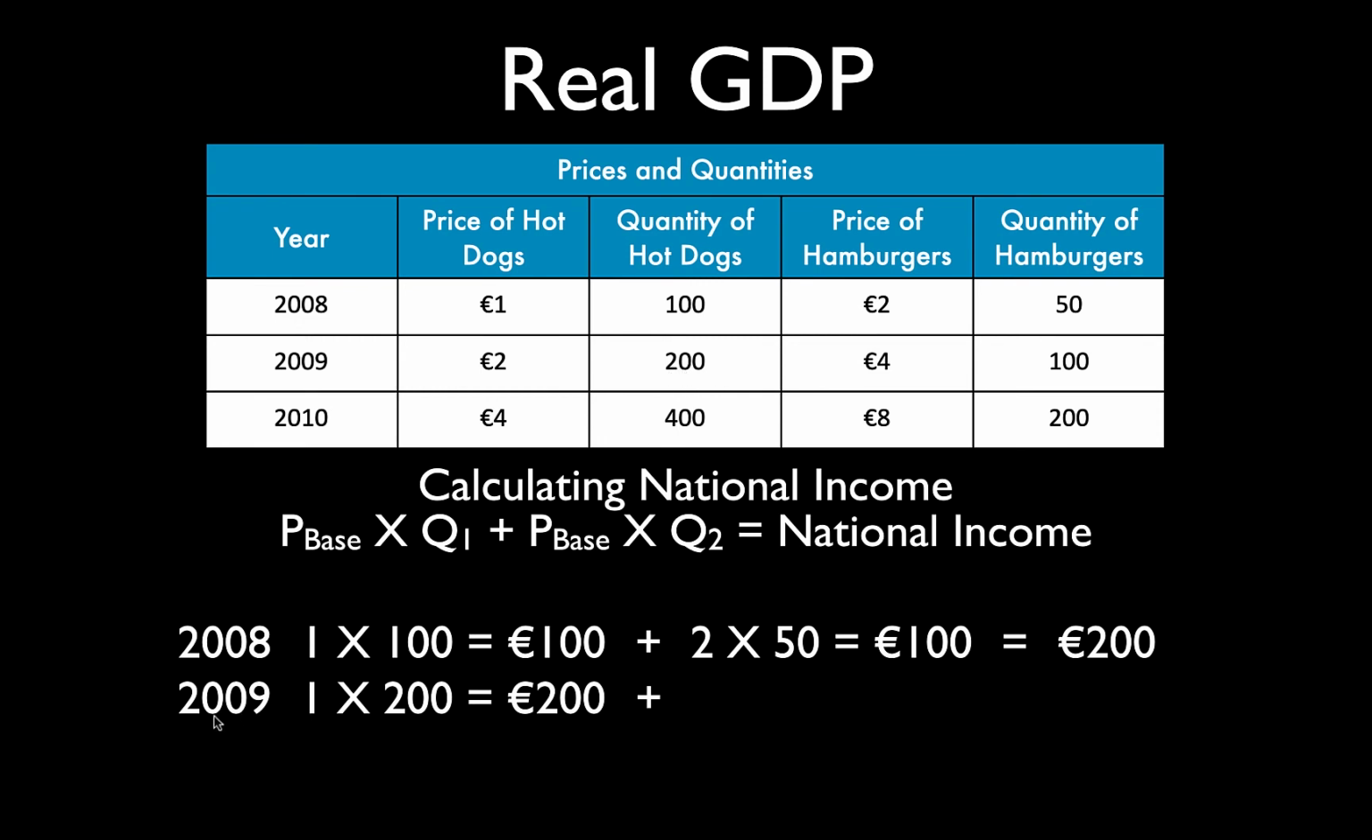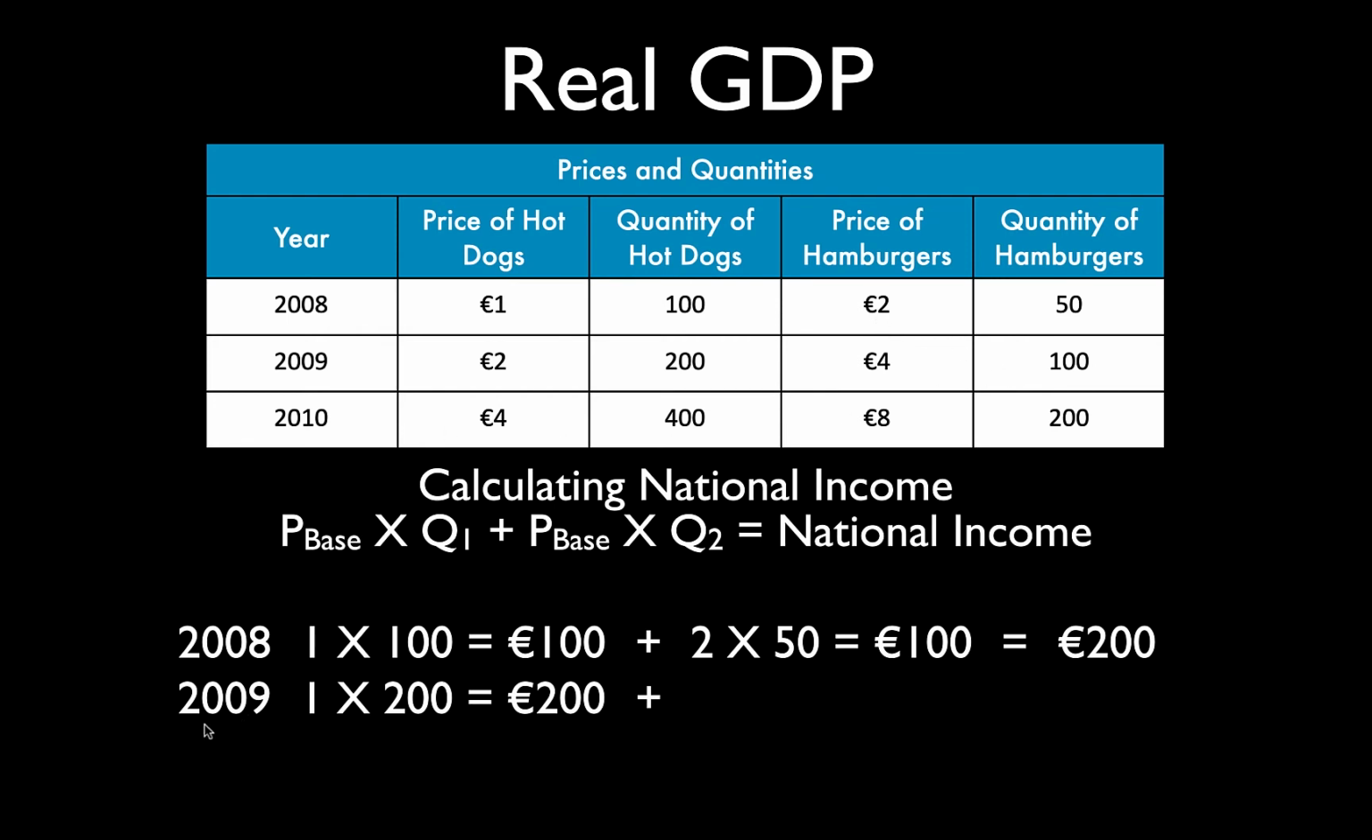So what I'm doing now is I am calculating real national income, or real GDP, for 2009. I use prices that existed in the base year, and then I use the quantity that existed in this year. So I'm measuring real national income for 2009, but I'm using the quantities in 2009 and the prices in 2008. So to calculate the total value of the output of hamburgers, I'm going to use the price that existed in 2008.